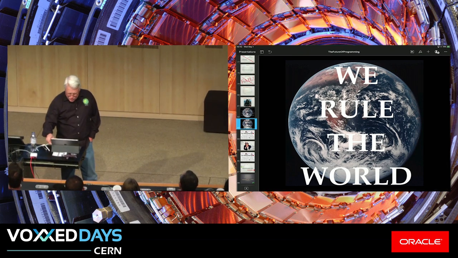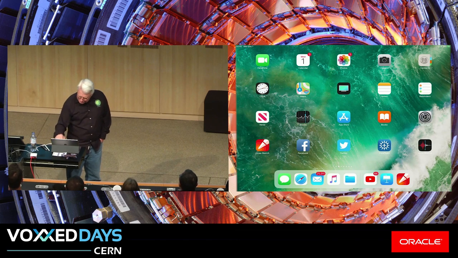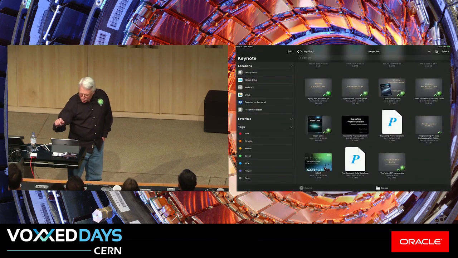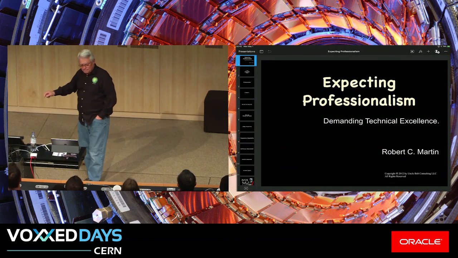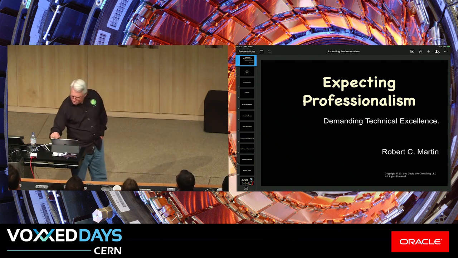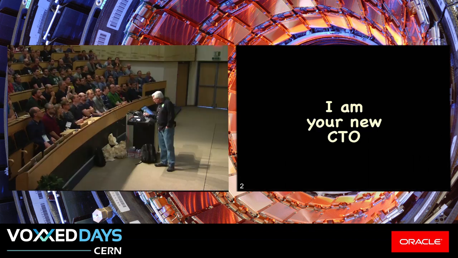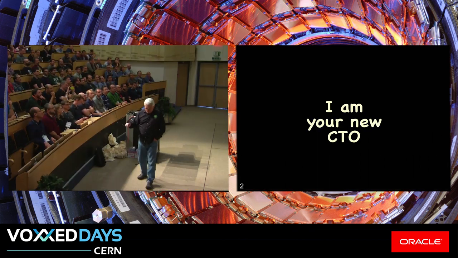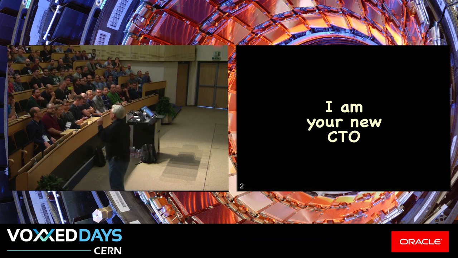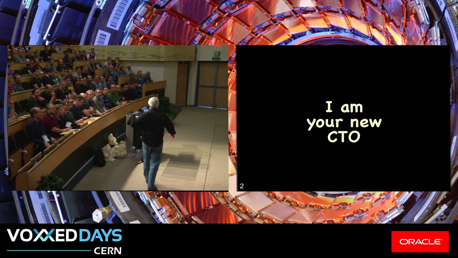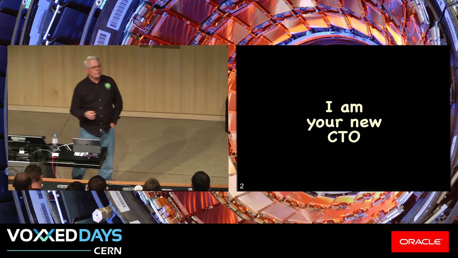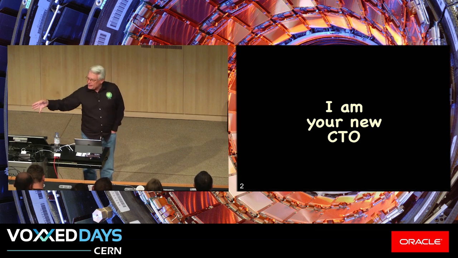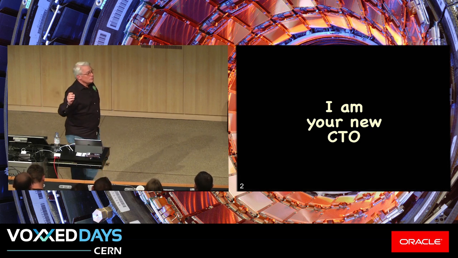So, this talk, which I haven't really begun yet, is all about professionalism. I want you to imagine that I am your new CTO. Now, that's not a good idea. I would make a terrible CTO. I'm not a good manager at all. I can get up and give a talk, very good at that, but being a manager, no. But let's assume, for the moment, that I am a good manager and I'm your new CTO. What would I expect of you? What are my expectations?